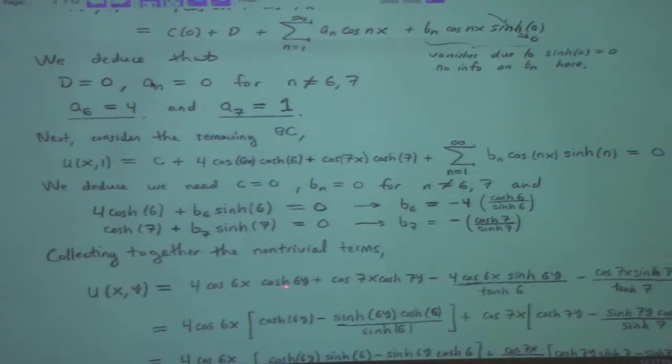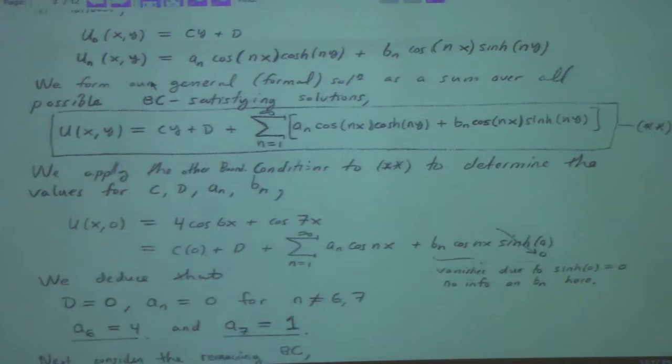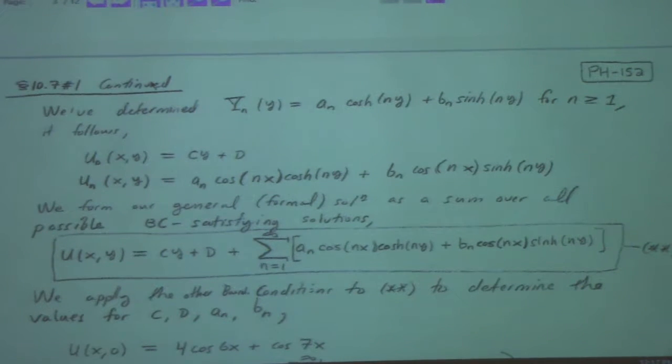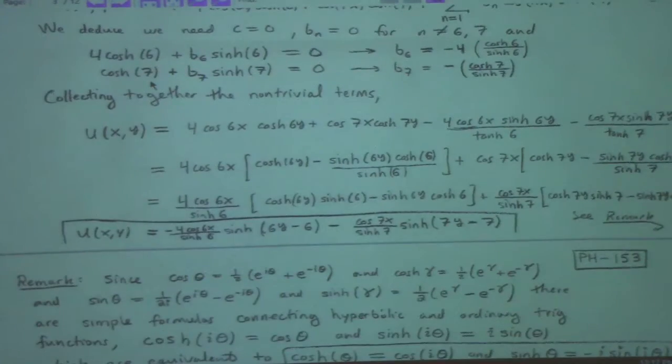4 cosine 6x, cosine 6y, cosine 7x, cos 7y minus 4 cosine 6x. You see it. You can read it. Now, this is an odd problem, I believe. What did I solve here? I solved number 1 from section 10.7.